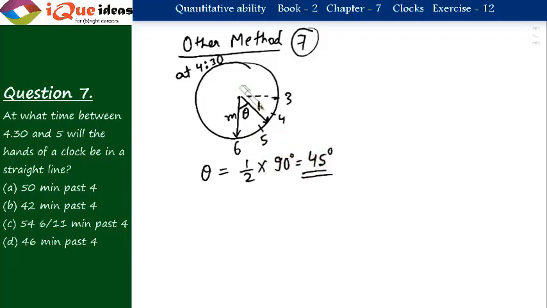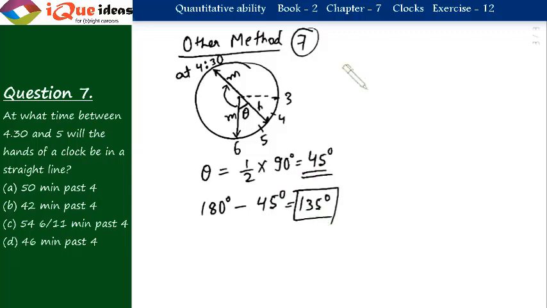So already the angle between them is 45 degree, and we want to make the line opposite to each other. We want to bring minute hand here so that the angle between them becomes 180 degree. Now already the angle between them is 45 degree. We want the angle to be 180 degree. So the angle required to travel would be 180 degree minus 45 degree. That is 135 degree. All right.